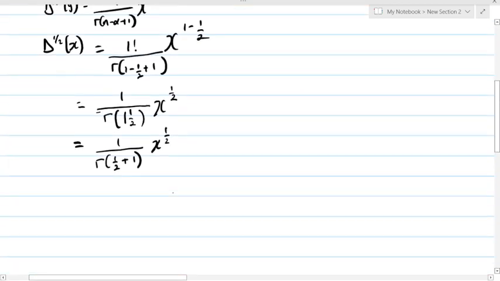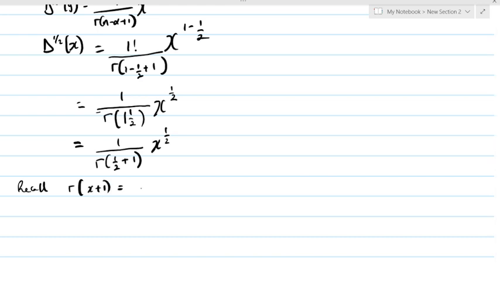So if we remember the properties of gamma functions, then we already recall that gamma of x plus 1 equals x times gamma of x. So we substitute this here now. That means we are going to have 1 over x, and our x here is half, so that is half times gamma of half, times x to the half.